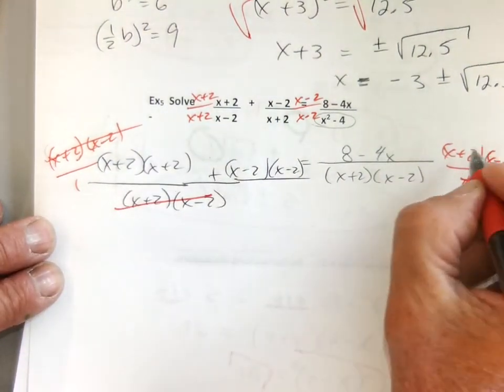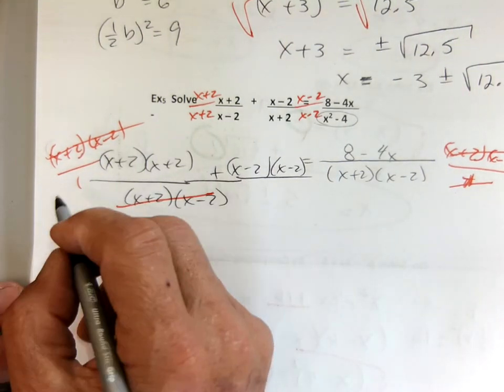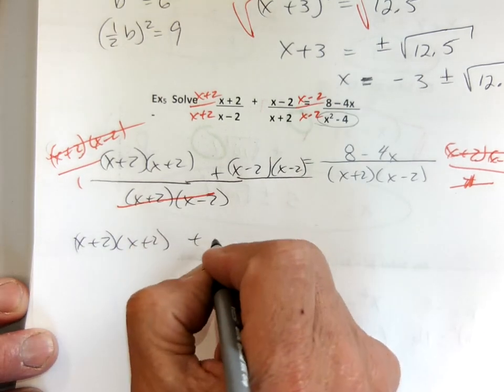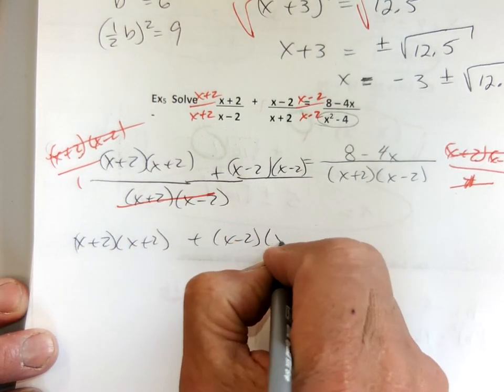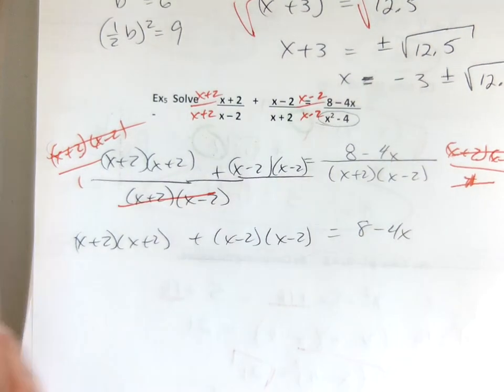Cancel, cancel, cancel, cancel. What am I left with? Well, x plus 2 squared plus x minus 2 squared equals 8 minus 4x. Okay? Looks terrible, but luckily it's getting better. It is getting better. It really is.